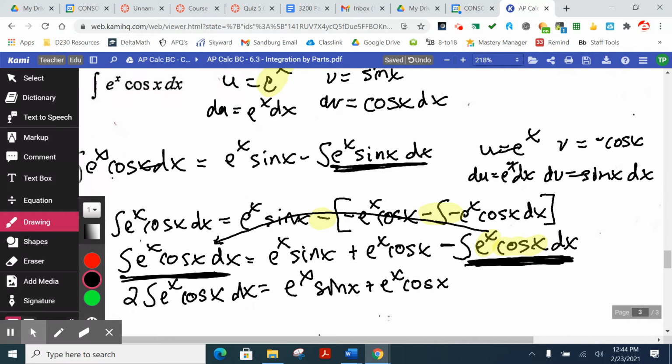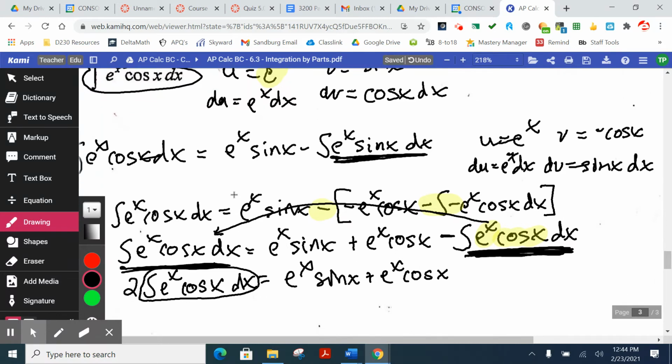Think about what we were trying to solve for, right? The answer to this question is the antiderivative of e to the x cosine of x. So can't I now isolate this e to the x cosine of x by just dividing everything by 2? So the answer to this question then is e to the x cosine of x, and then all of that divided by 2.